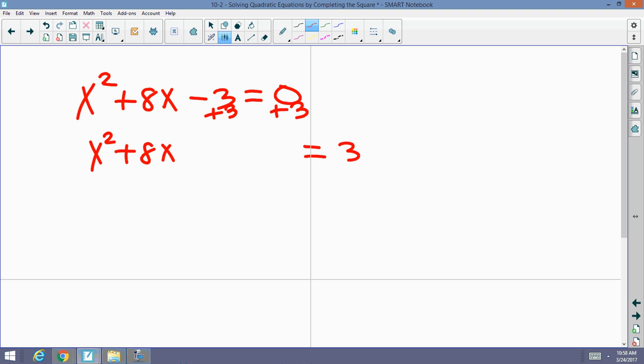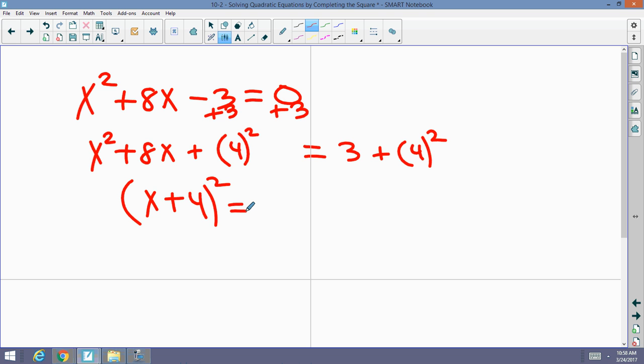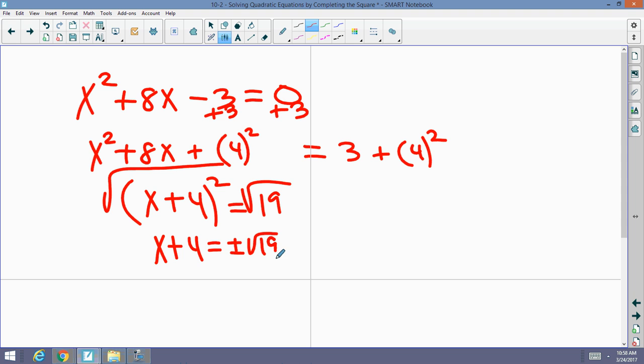Now, I'm going to add b over 2 squared to both sides. My b is 8, b over 2 is 4. I'm adding 4 squared to both sides. There you go. This turns into x plus 4 squared. Beautiful, son. And that's 3 plus 16, which is 19. Square root both sides. X plus 4 equals plus or minus square root of 19. Subtract the 4. X equals negative 4 plus or minus square root of 19.